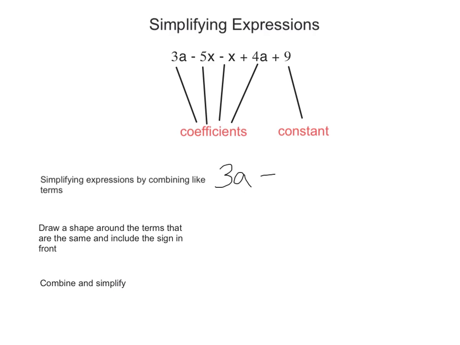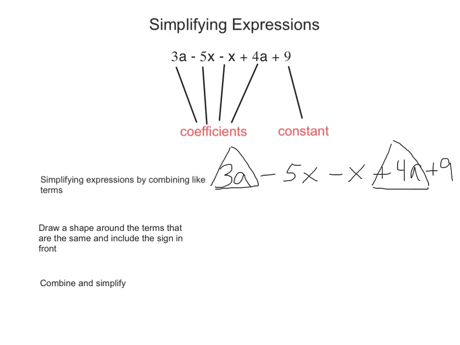3a minus the 5x minus x plus 4a plus 9. So things that are similar, I'm going to draw a similar shape. For instance, I'm going to put a triangle around my a terms. And I'm going to include the sign in the front. You'll see why in just a bit.